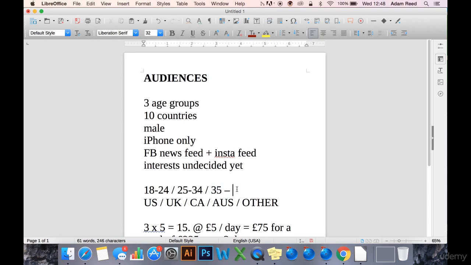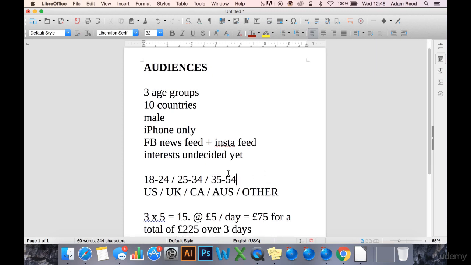I was going to do 35 to 44 and 45 to 54 and spend a bit more money each day, but I figured why not group these together because I'm unsure about them. If they do work, I can duplicate, I can branch out, and I can run separate campaigns for these different age groups and spend more money. But for now, this is what my ages are going to look like.